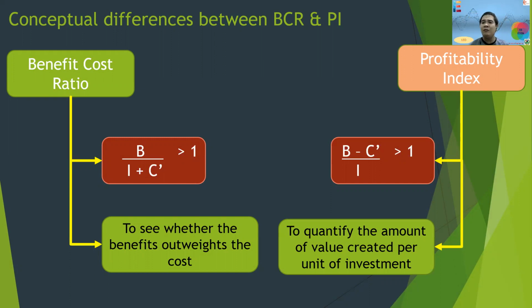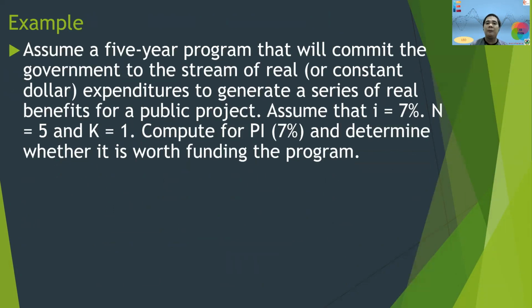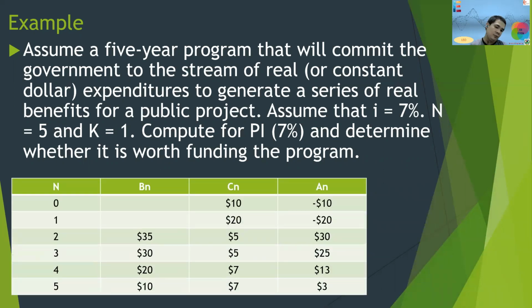So for every unit of the investment, the benefit minus the recurring cost is the portion that is the return on your investment. Example: assume a 5-year program that will commit the government to a stream of real or constant dollar expenditures to generate a series of real benefits for a public project. Assume that I is 7%, N is 5, and K is 1. Compute the profitability index at 7% and determine whether it is worth funding the program.